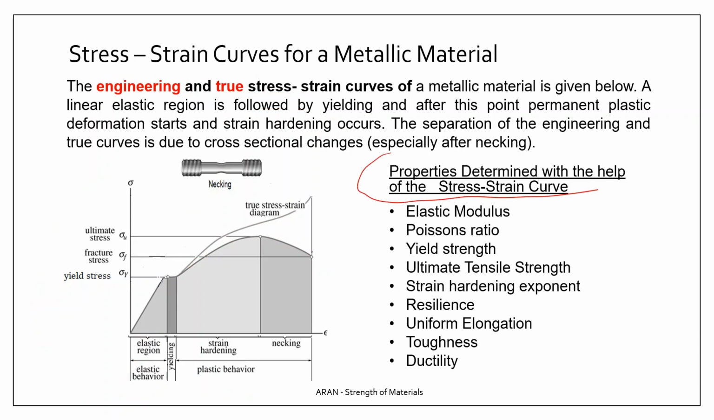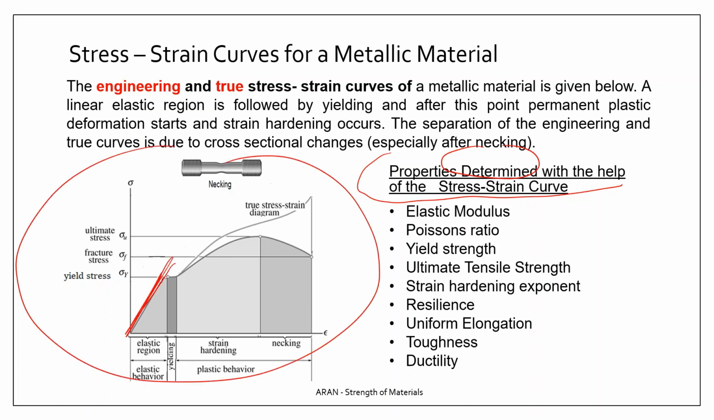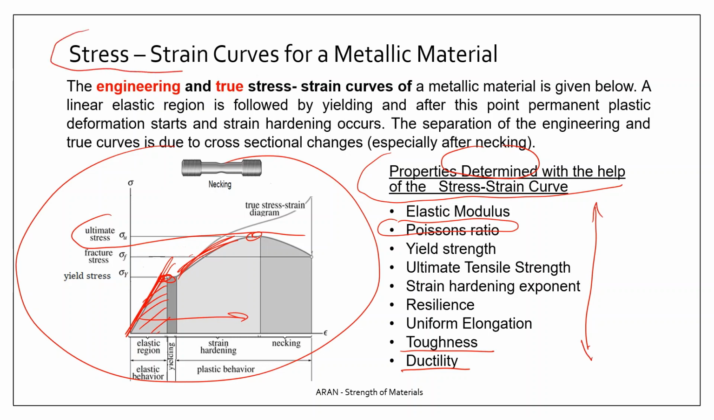So what can you determine with the help of the stress-strain curve? You can determine, for example, the elastic modulus, the Poisson's ratio, which we will show later, the yield strength, the ultimate tensile strength of the material, the strain hardening exponent, the resilience, the uniform elongation, the toughness, and the ductility. Well, these are important mechanical properties which you can determine with the help of a stress-strain curve, and we will deal with each of them one by one.